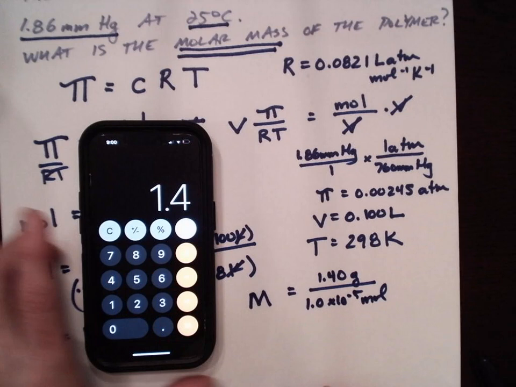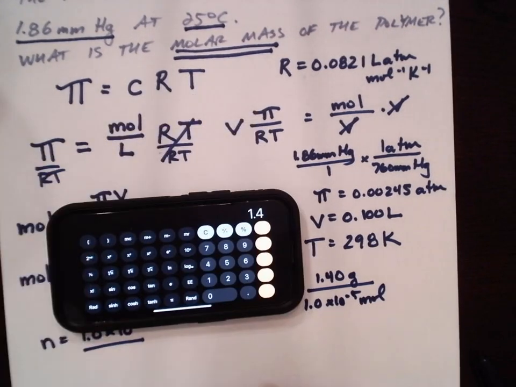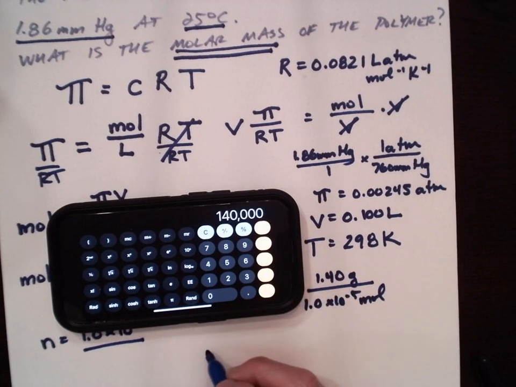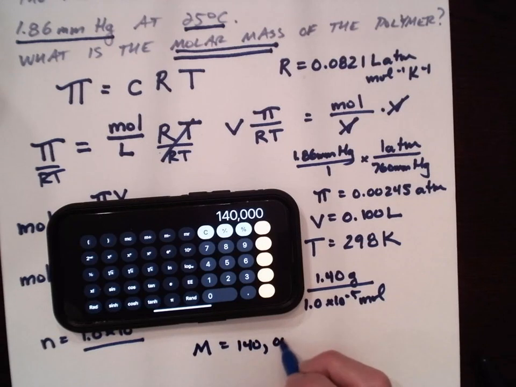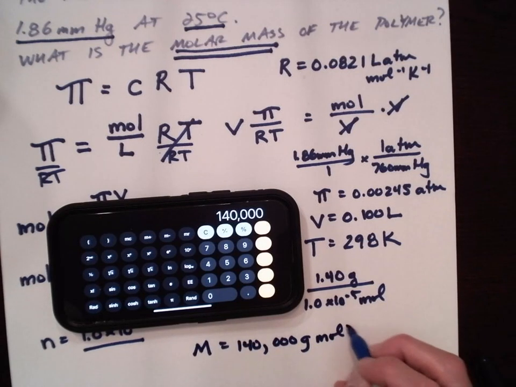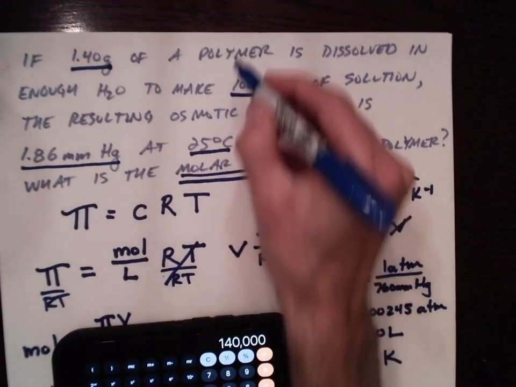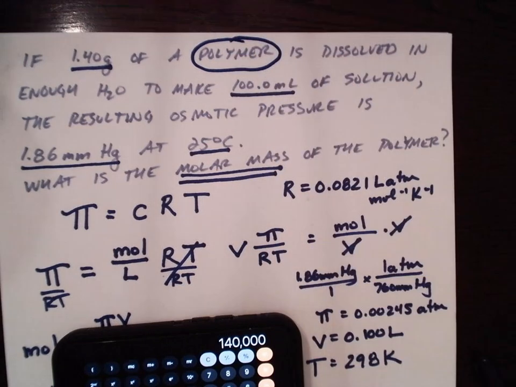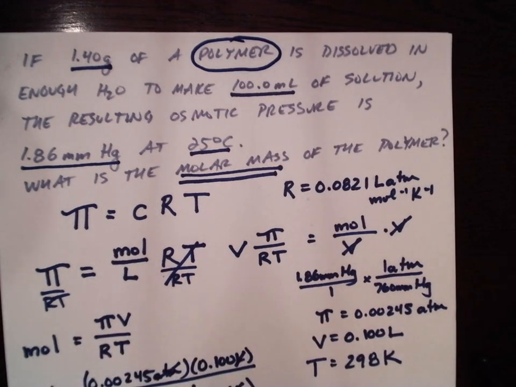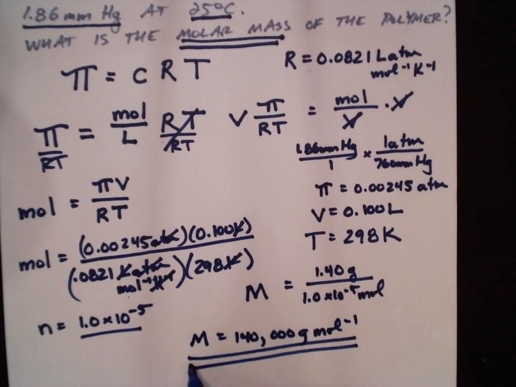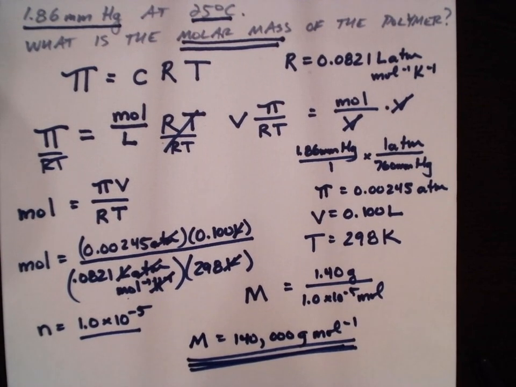1.4 divided by 1 times 10 to the negative fifth. So my molar mass is going to be 140,000 grams per mole. Now that looks really big, and it is, but we need to remember that polymers are very long-chained molecules made of carbon, and so a molar mass of this size is not too outlandish for a polymer substance.